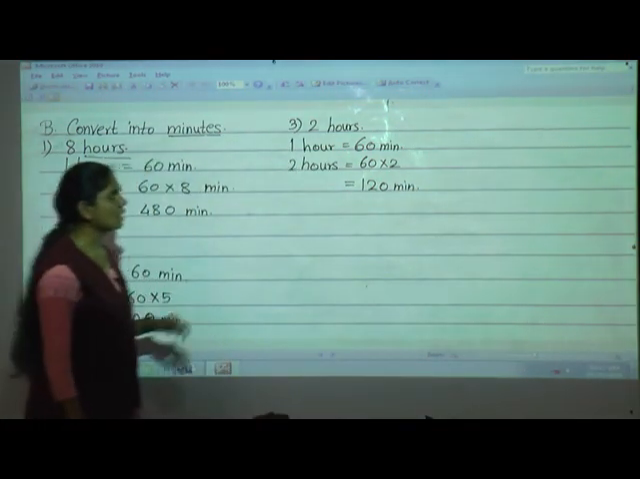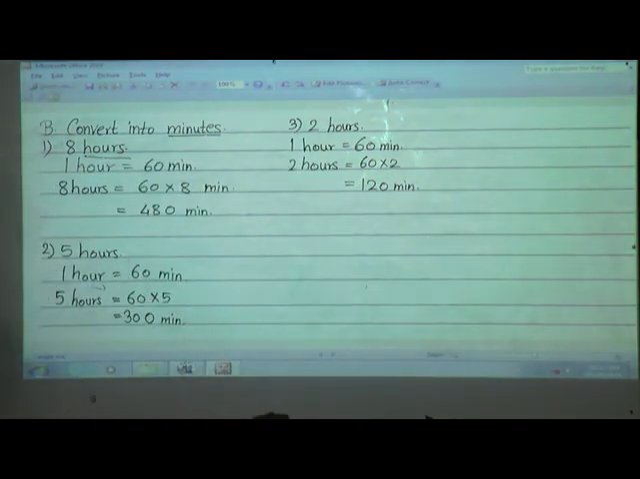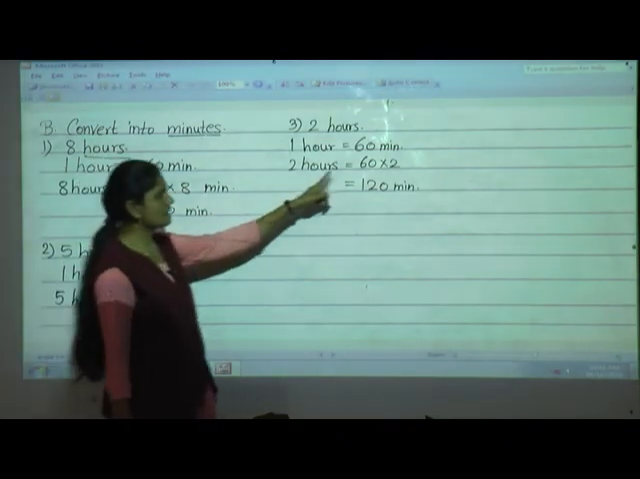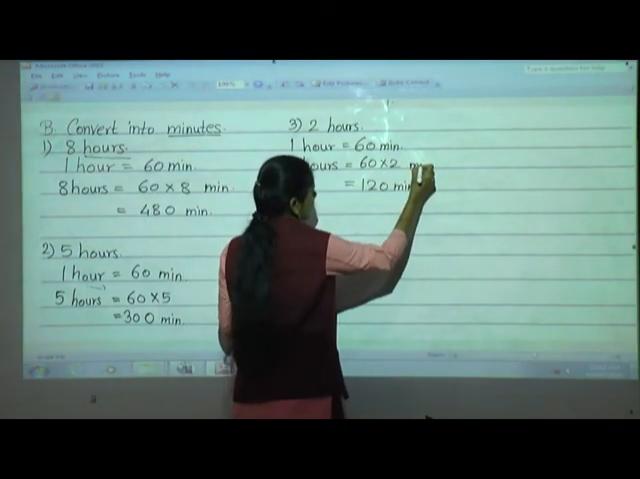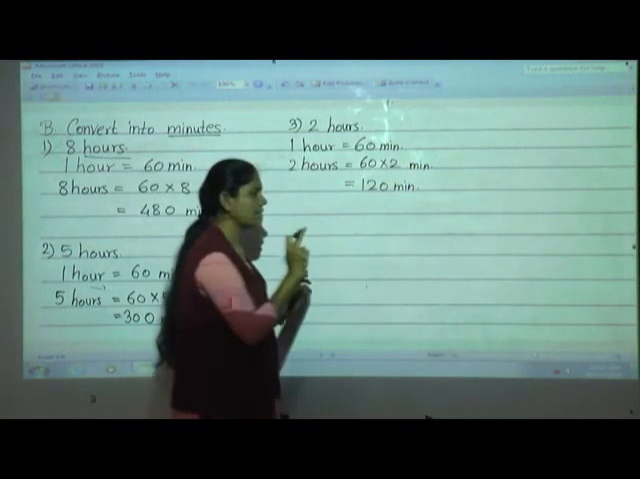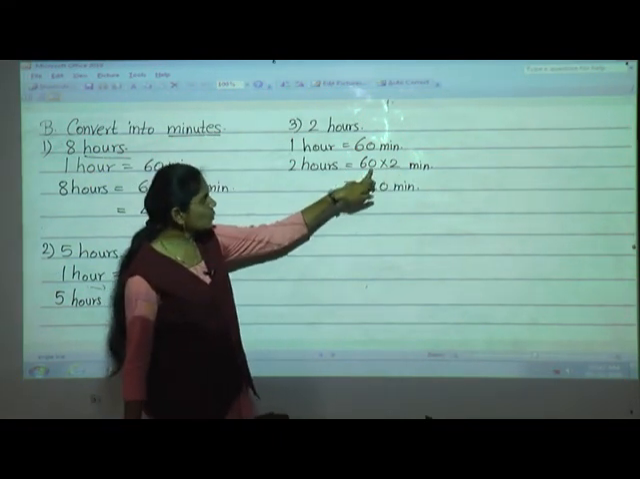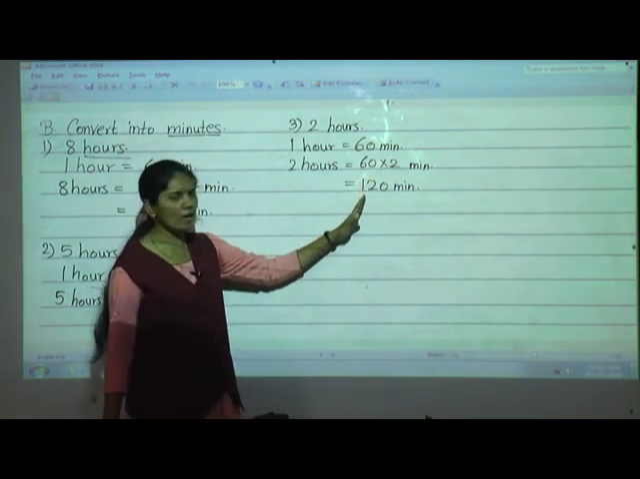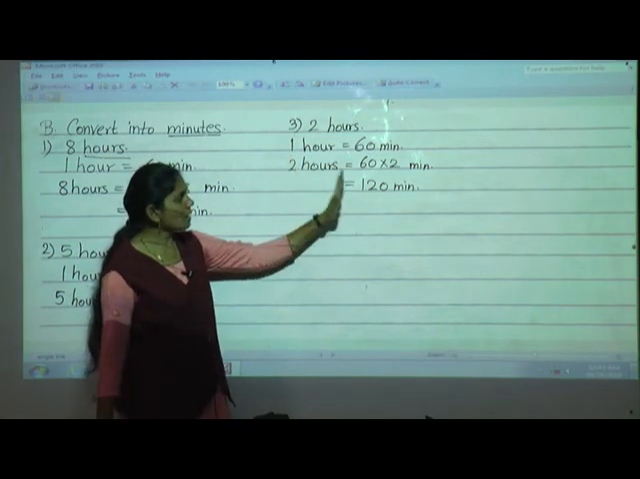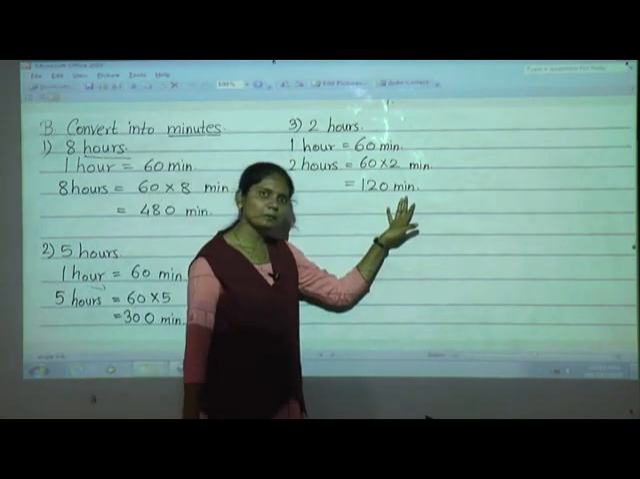See, 1 hour is equal to 60 minutes. So 2 hours is equal to 60 into 2 minutes. That is 120 minutes. See here, do the multiplication. 2 into 0, 0. 2 6s are 12. Very easy it is. So 2 hours is equal to 120 minutes.